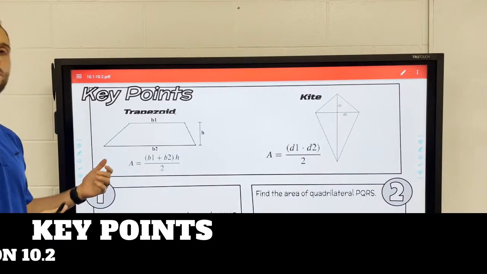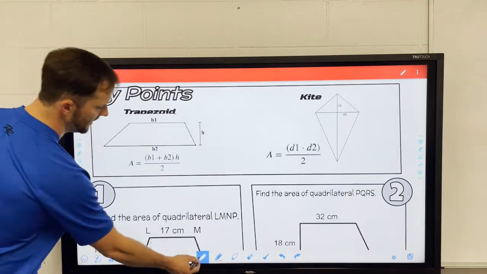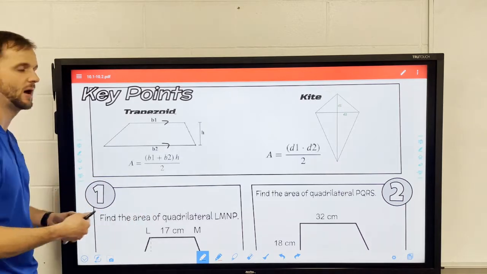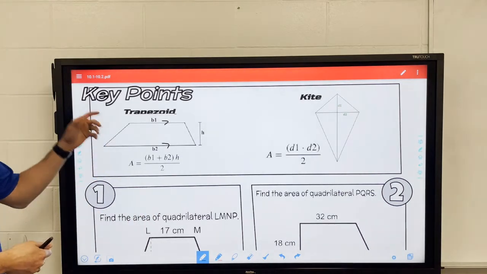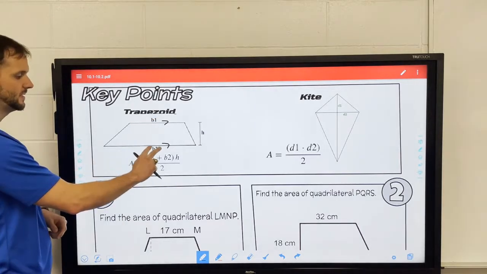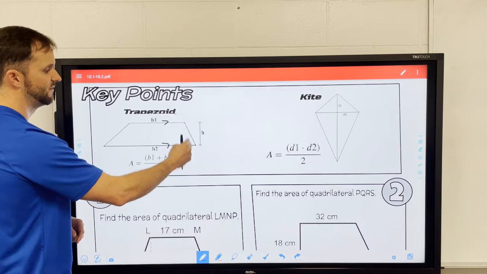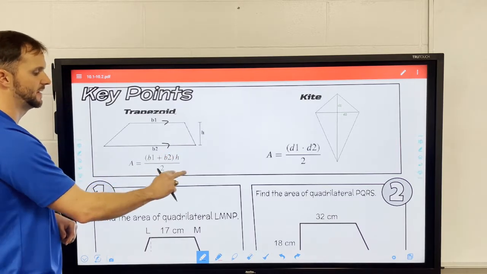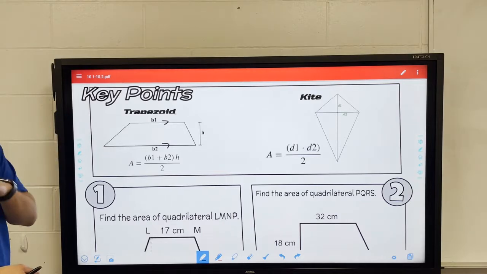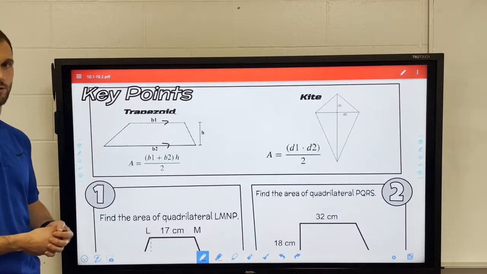All right, so looking at my key points here. If I have a trapezoid, the definition of a trapezoid means I have two sides that are parallel to each other, and the other two sides are not parallel to each other. Whenever I have a trapezoid, in order to find the area, I'm going to take base 1 and base 2 and add those together. Then I'm going to multiply it by the vertical height of the shape, and then divide the whole thing by 2. Or you can do 1/2 times base 1 plus base 2 times height if you want to do that as well. So ladies and gentlemen, this is how you find the area of a trapezoid.